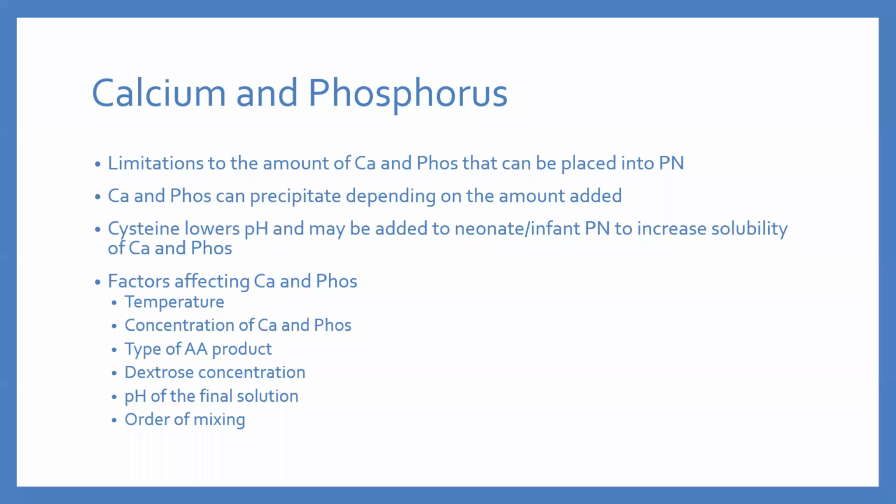And then there are some factors that affect calcium and phosphorus. So temperature, the concentration, so that ratio of calcium to phos, the type of amino acids. As I was mentioning with the neonates, the type of amino acid that we use will actually lower the pH to allow us to increase the dextrose concentration, and then the pH of the final solution, and then the order in which we mix it, which you guys don't really have to deal with, but as far as our compounder downstairs making it, they will place it in a particular order so that we can maximize the amount of calcium and phos.